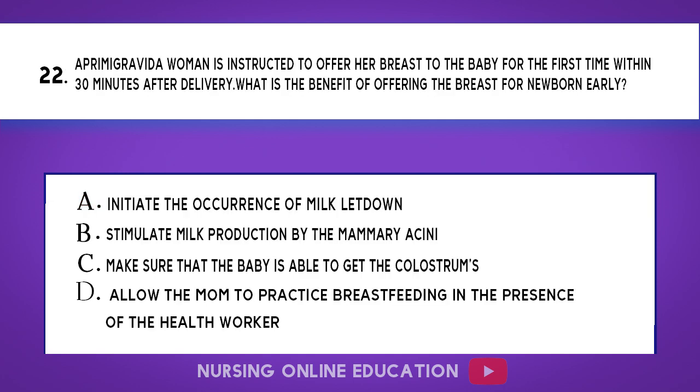22. A woman is instructed to offer her breast to the baby for the first time within 30 minutes after delivery. What is the benefit of offering the breast to the newborn early? A. Initiate the occurrence of milk letdown. B. Stimulate milk production by the mammary acini. C. Make sure that the baby is able to get the colostrum. D. Allow the mom to practice breastfeeding in the presence of the health worker. The answer is option B, stimulate milk production by the mammary acini.